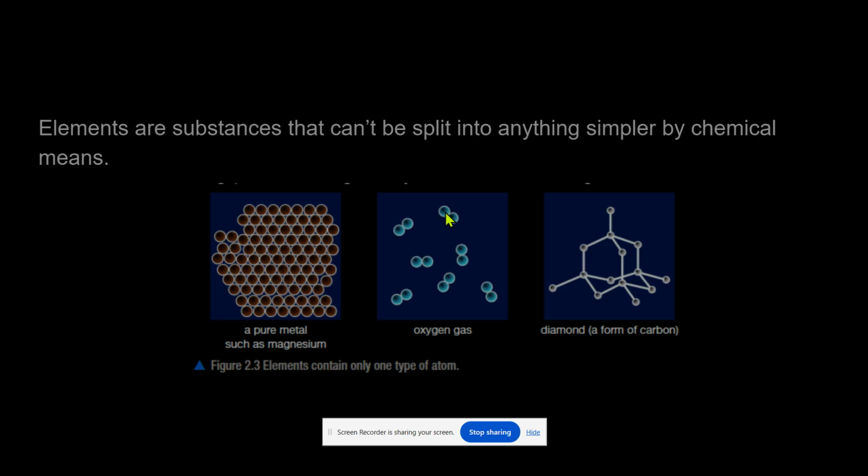That means you can't just take out one atom from oxygen gas. In all cases there are 2 of them put together. You can't just take one single oxygen atom and say that's an element. It cannot exist in nature by itself. In nature, this pair is the smallest unit that can exist by itself.